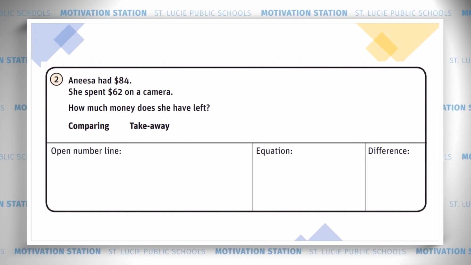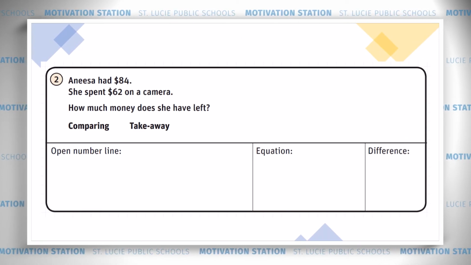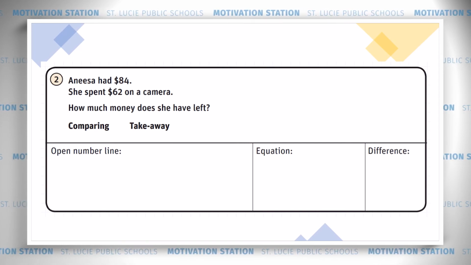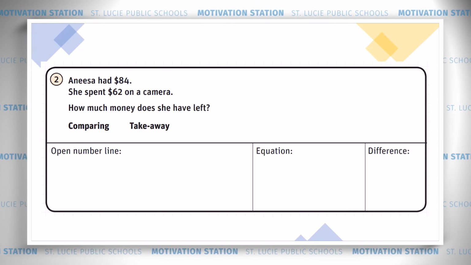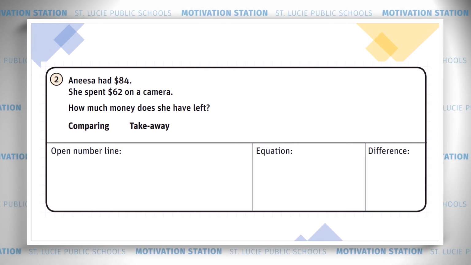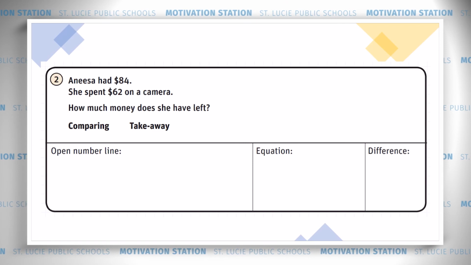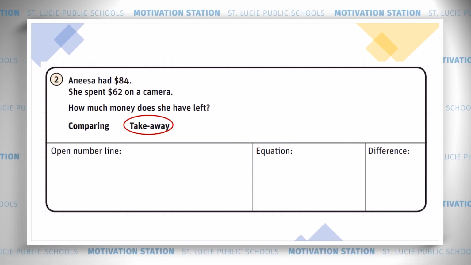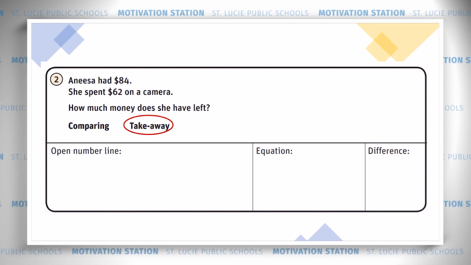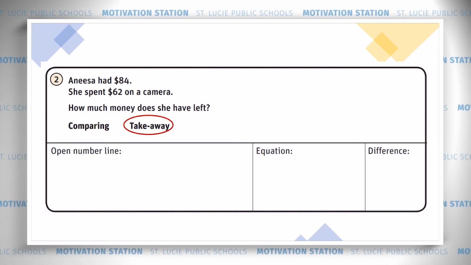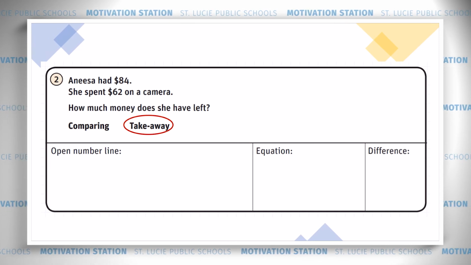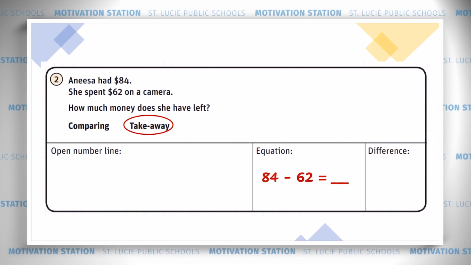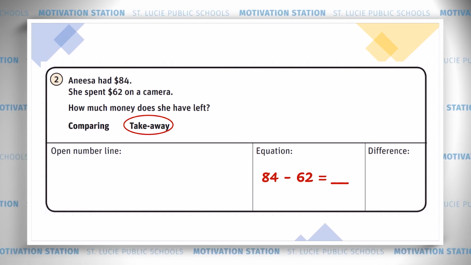Number 2. Anissa had $84. She spent $62 on a camera. How much money does she have left? Is this comparing or takeaway? It's takeaway. She had $84 and we're taking away $62 to spend it on a camera. We're going to solve this with subtraction. Our equation will be 84 minus 62 equals blank.